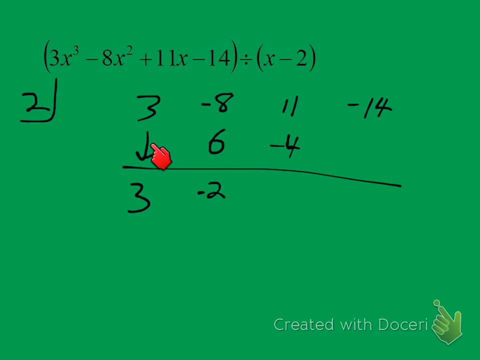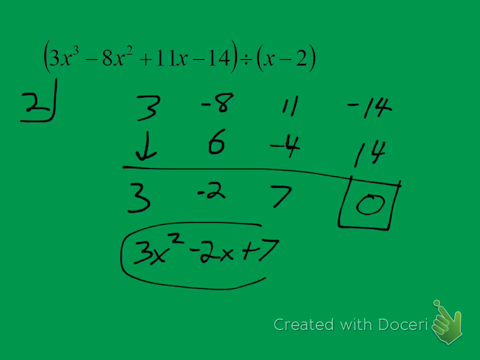So 11 minus 4 gives you 7. What's 7 times 2? 14. Well, this one didn't work out like I thought it did. So you subtract them, right? 3x squared minus 2x plus 7.